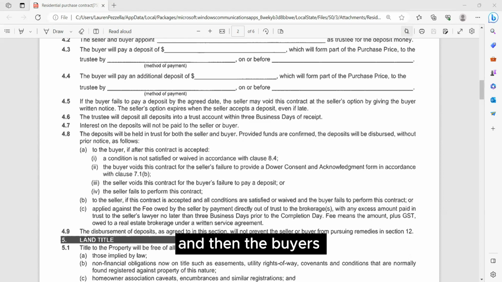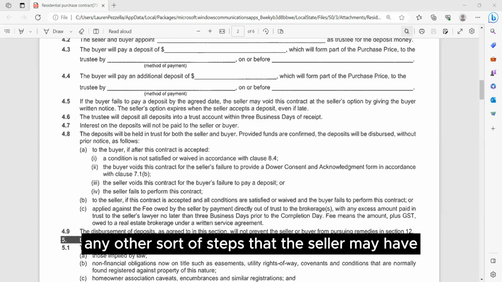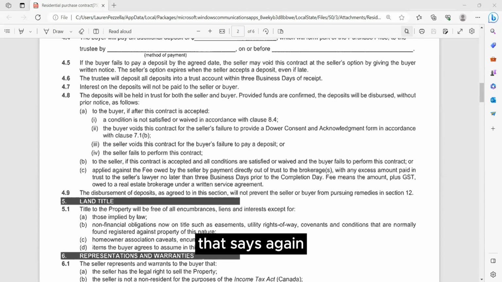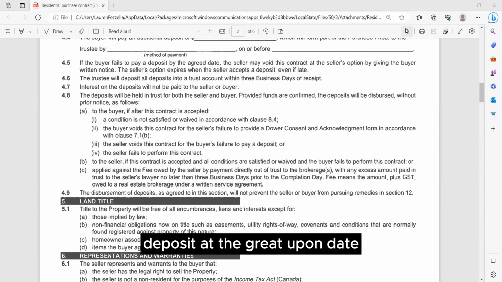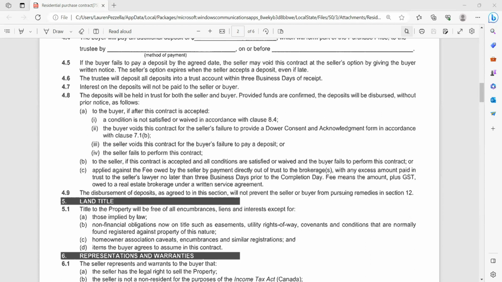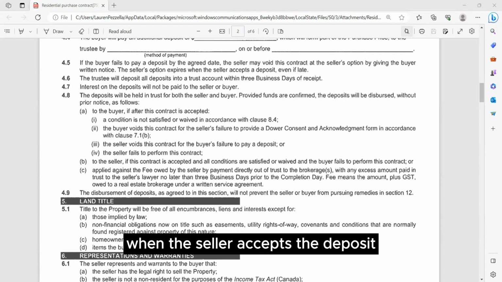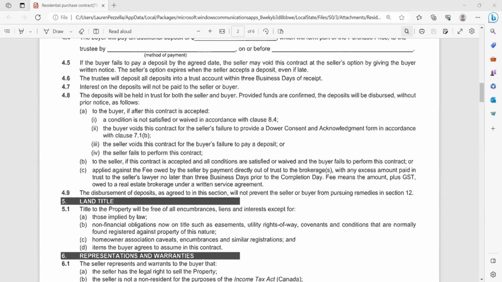And then the buyer's risk is obviously that they lose their first deposit if they aren't able to fulfill, plus any other sort of steps that the seller may have. As it says again, if the buyer fails to pay a deposit at the agreed upon date, the seller may void the contract at the seller's option and give the buyer written notice. Then again, the seller's option expires when the seller accepts the deposit, even if it's late.